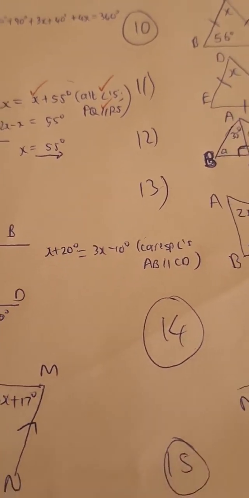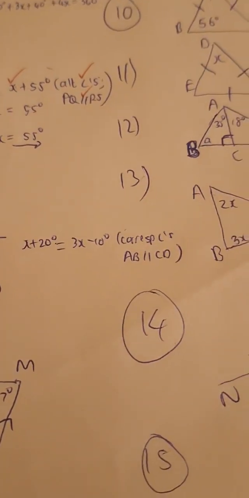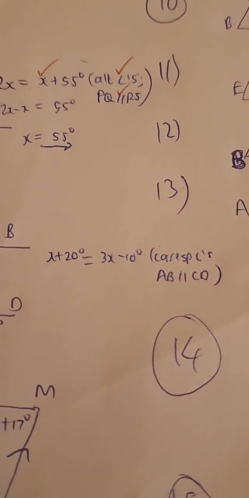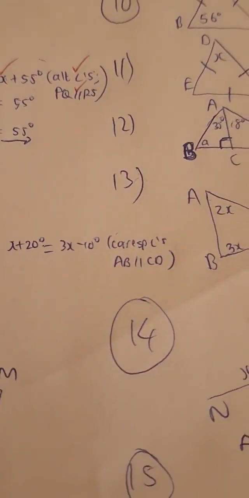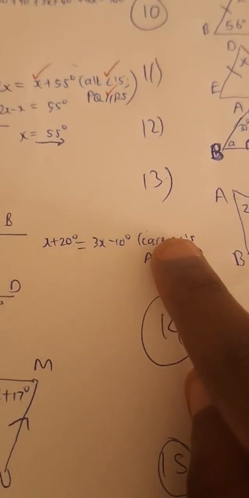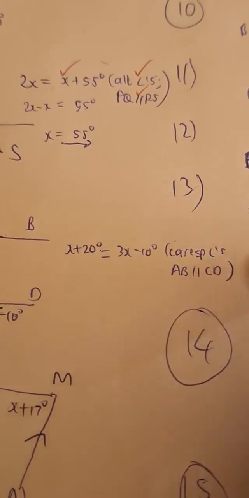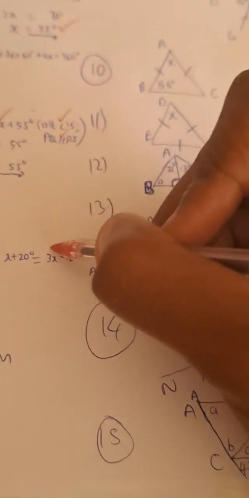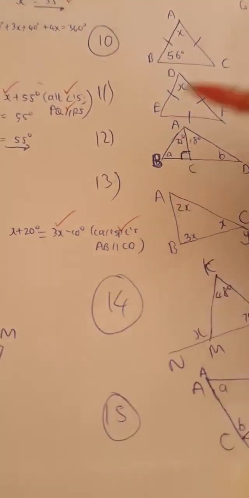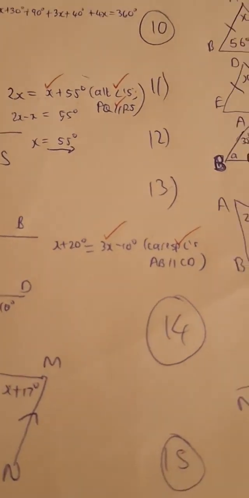But we can't just say corresponding angles alone. We can't just say corresponding angles equal. That is not the reason. The reason is we write corresponding angles, then semicolon, we state the lines that are parallel. So statement, reason. Now we then solve for x.